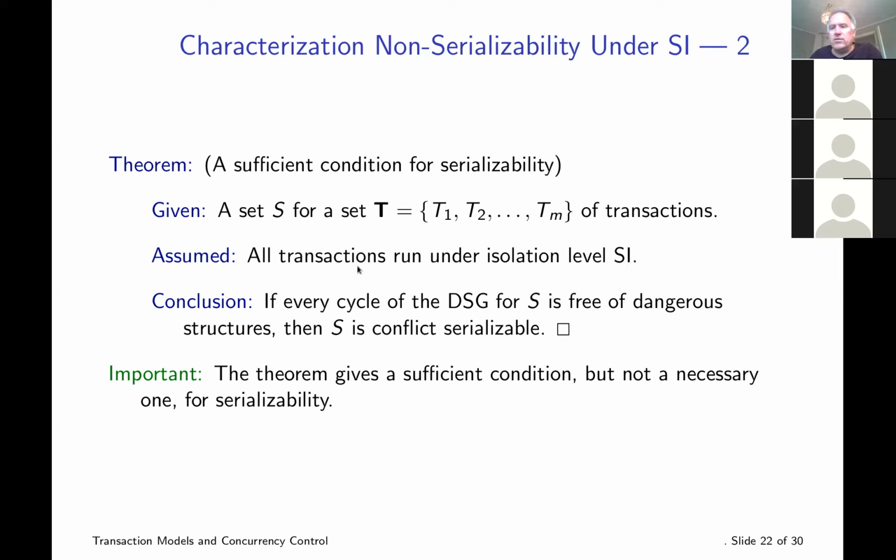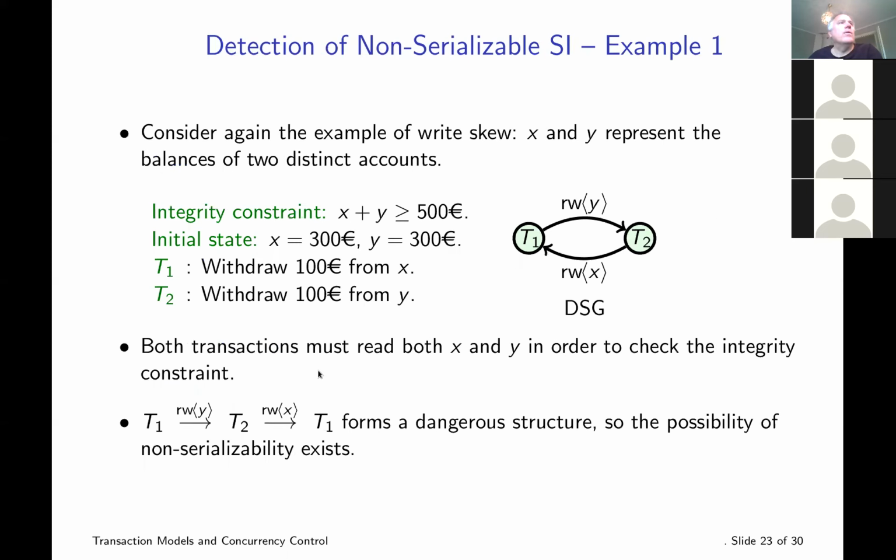So if you look at all the cycles in the DSG, and all those cycles are free of these dangerous structures, then we can say that it's conflict serializable. And if it's conflict serializable, then it's also view serializable. So what that means is that searching for dangerous structures is the initial algorithm to apply to do this. So, detection. Here's an example.